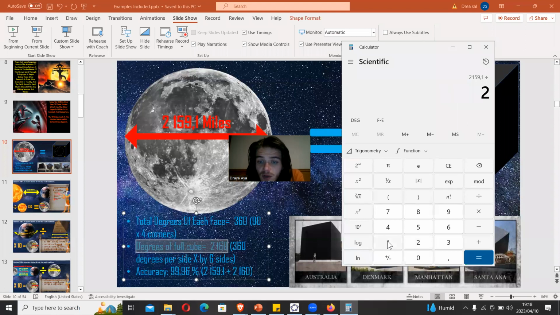Let's go 2160, and this will give the answer in terms of a decimal fraction. But to turn it into a percentage, we always multiply by 100, right? So as a fraction, it's 0.99. Now I'm going to multiply it by 100. And we find that it is 99.95% accurate.